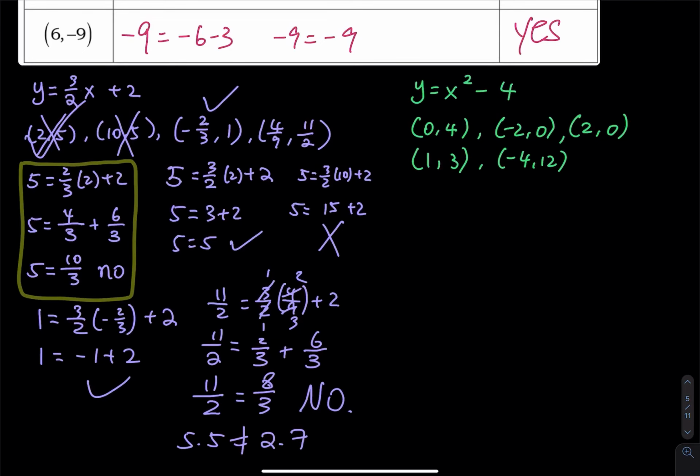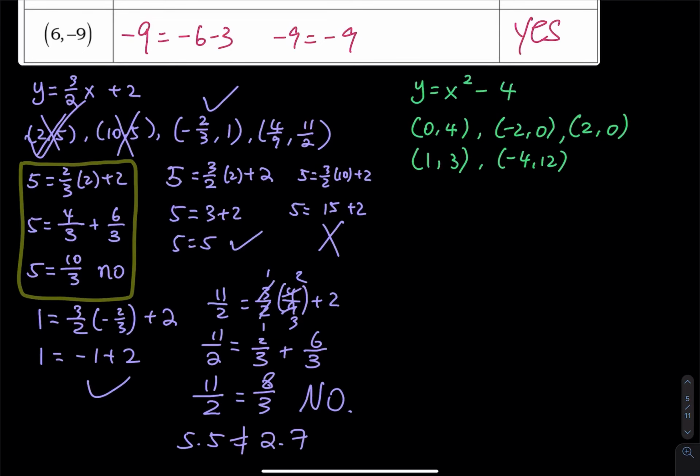Okay. And then the green equation, is the green equation a linear equation? The answer is no, because this is not a first power. So this is not linear. All right, let's do the check. So the first one is y equals 4. 0 squared minus 4, so 4 equals negative 4, that is a no.